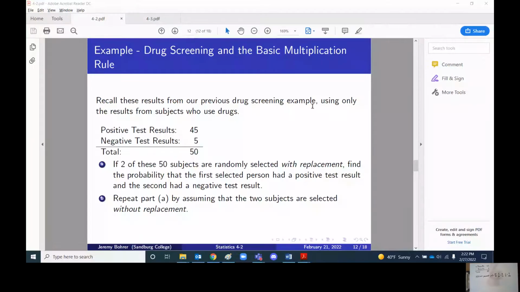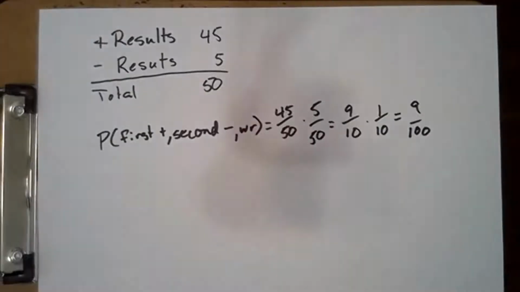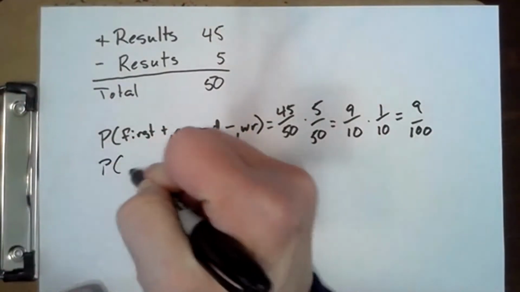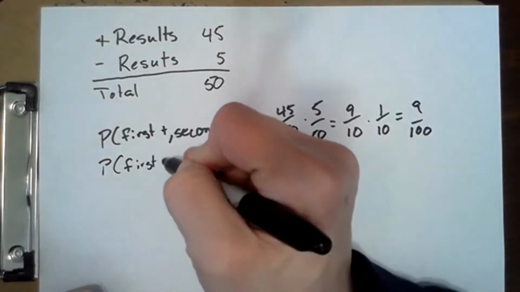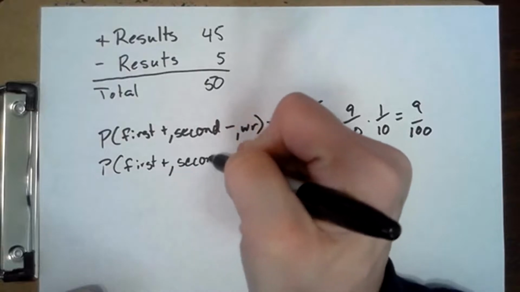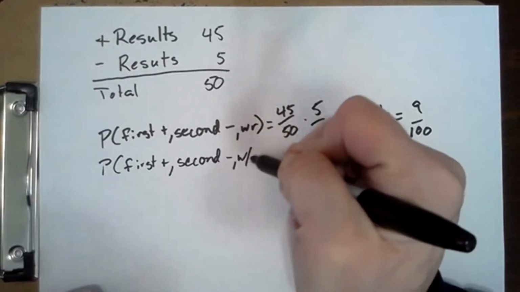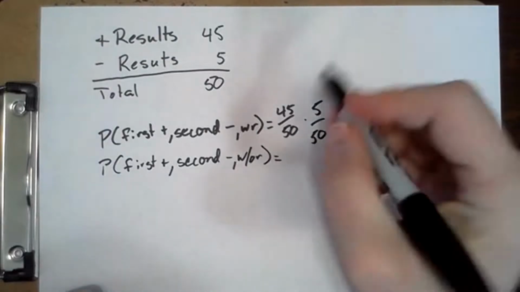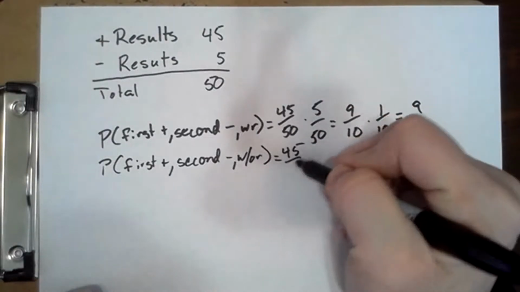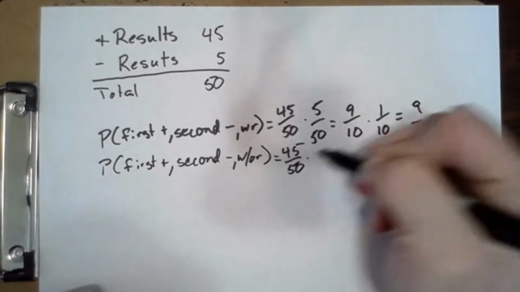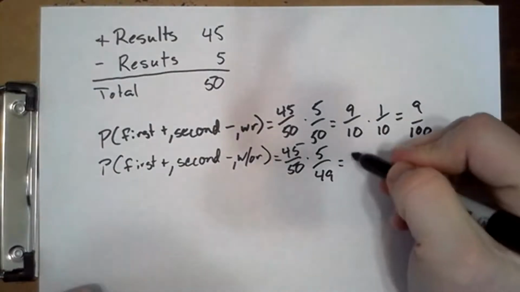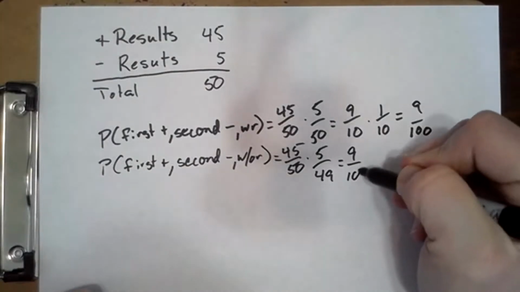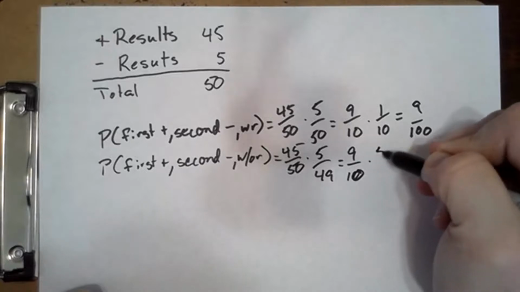The second problem here asks us to repeat that by assuming the 2 subjects are selected without replacement. Okay, so without replacement, first positive, second negative. Well, the first one is still 45 out of 50, but the second is 5 out of 49, just slightly different. That's still 9 out of 10 here, but then for the second possibility, we can't reduce 5 out of 49.